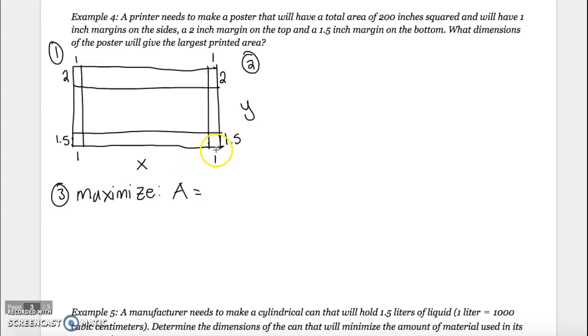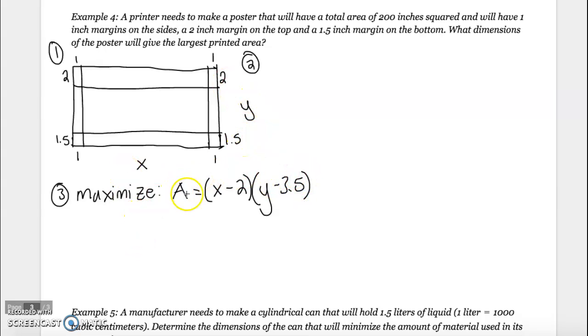So actually the length of the bottom on the printed area would be the whole sheet, so x, and then you have to subtract the margins from it. Each of these margins is the length of 1. So my first side would be x minus 2, because it's the whole length of the poster, and then minus 1 inch on each side, so minus 2. And then my side length for the height of the poster is my y. Then I have to subtract those margins from it as well, because then that'll produce just the printed area. So y minus 3.5.